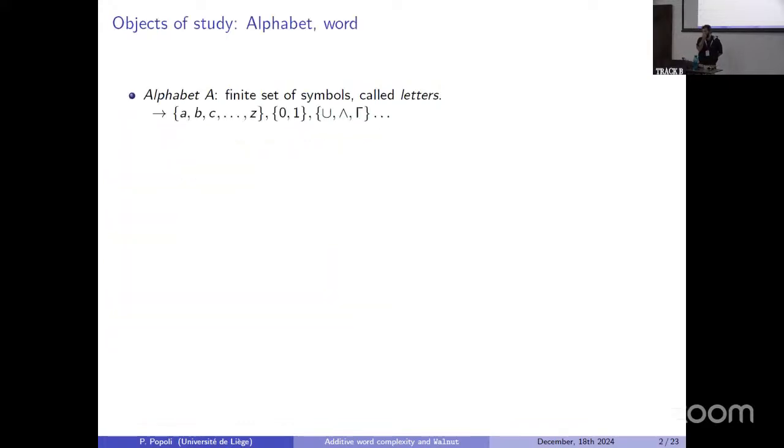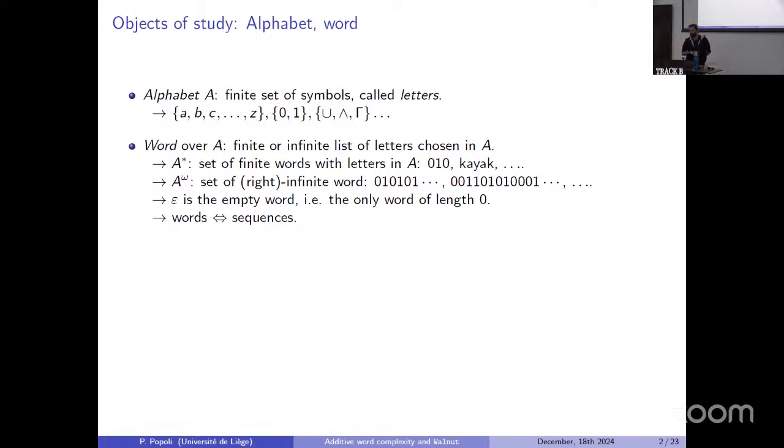So we start with an alphabet. This is a finite set of symbols, and we call these symbols letters. And with those letters, we will construct words. These are a finite or infinite list of letters chosen in the alphabet. So we can make finite words, for example, 0, 1, 0, etc. Or we could also make a right infinite word. We will denote epsilon the empty word, the only word of length 0. There is a direct correspondence between words and sequences. So maybe in the future, we say sequences instead of words, but it's okay.